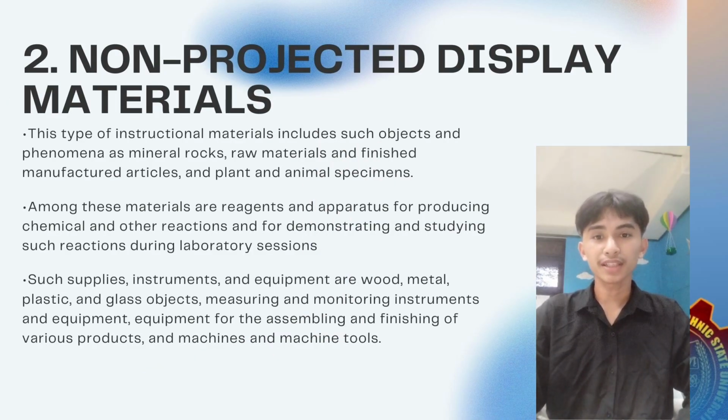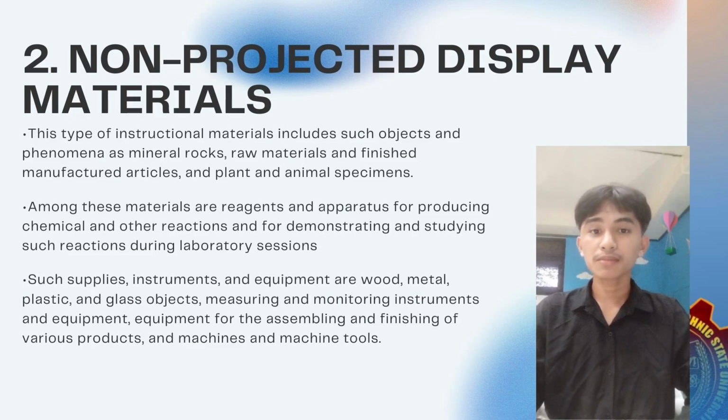Non-projected display materials. This type of instructional material includes such objects and phenomena as minerals, rocks, raw materials, semi-finished and finished manufacturing articles, and plant and animal specimens. Among these materials are reagents and apparatus for producing chemical and other reactions, for demonstrating and studying such reactions during laboratory sessions.